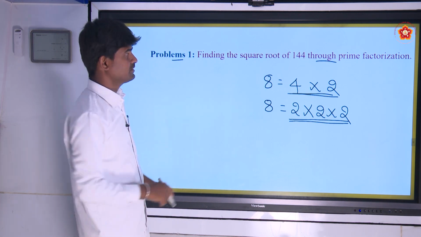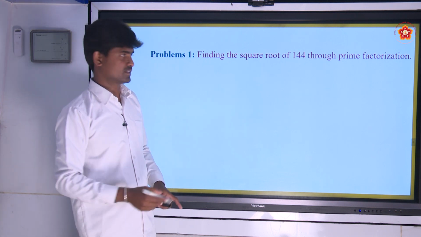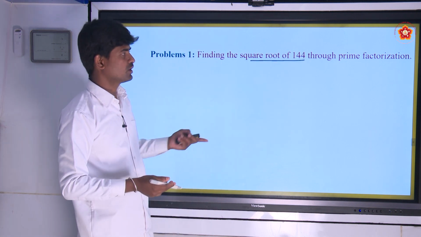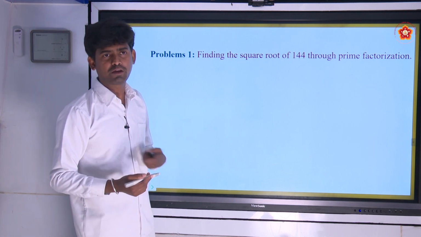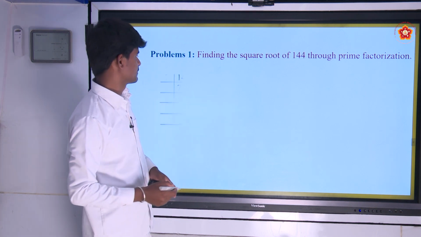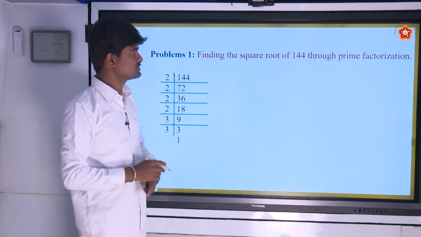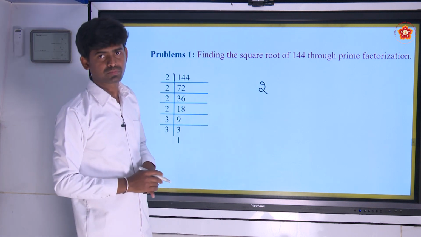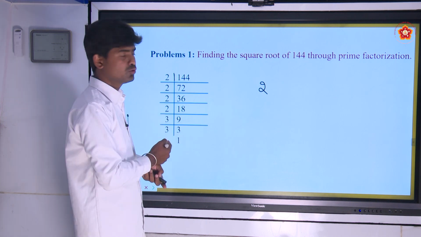But here, what is given? Finding the square root of 144 through prime factorization. First, what do we have to do? Through the prime factorization method, we have to find the prime factors of 144. Yes, here 144 is there. First, what is the least prime number? 2. We have to divide 144 by 2.